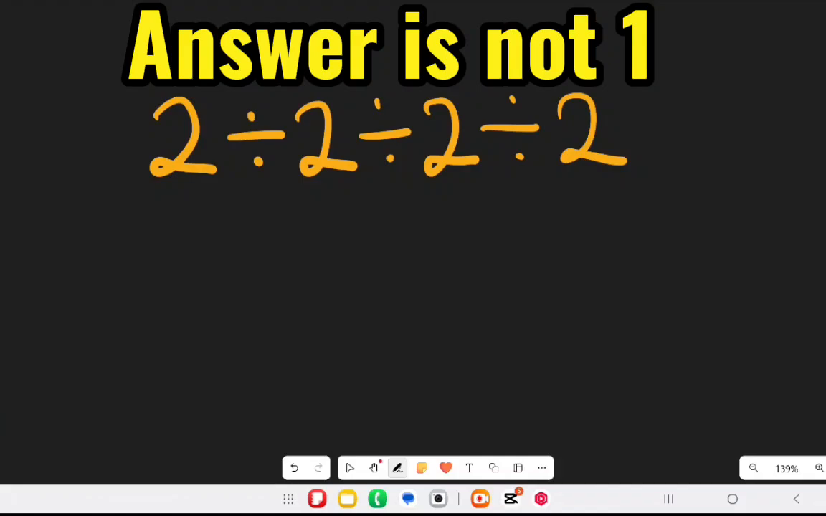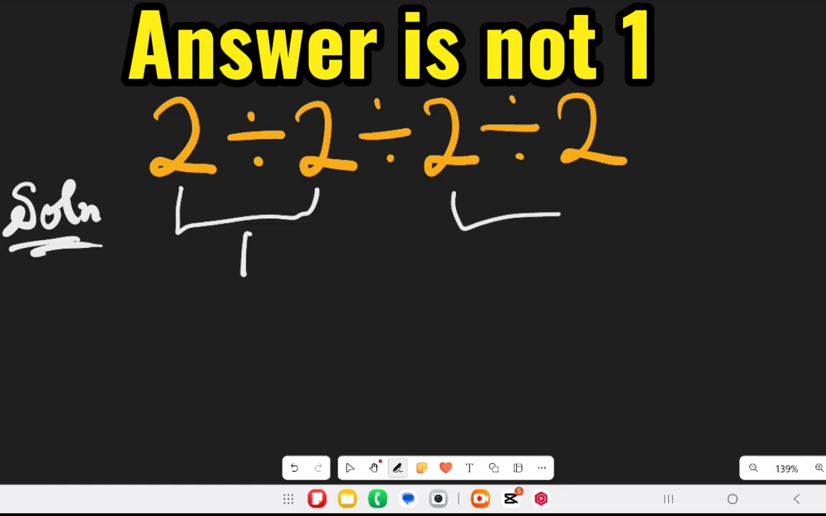Today I'm going to show you how to simplify this expression: 2 divided by 2 divided by 2 divided by 2. First, we say solution. We simplify this by saying 2 divided by 2, which gives 1, and 2 divided by 2, which is 1, then the division sign, 1 divided by 1, which gives 1, which is not true.